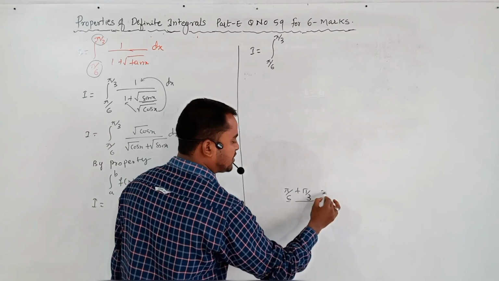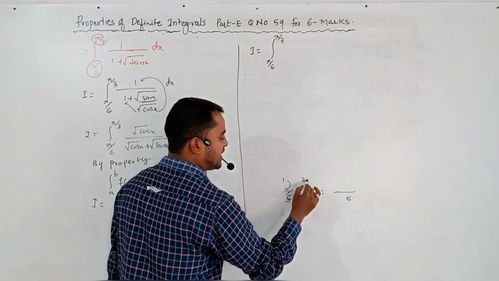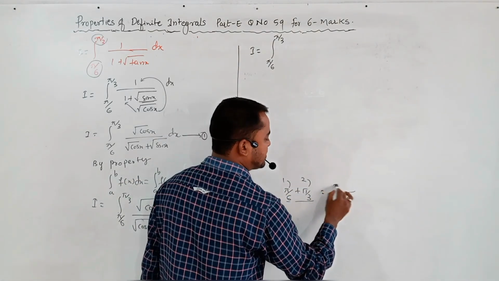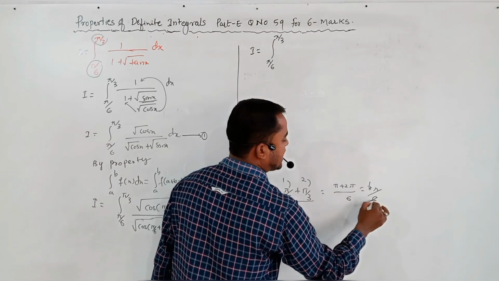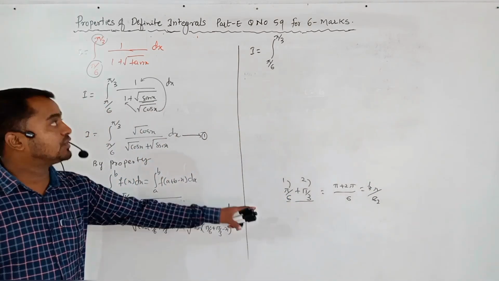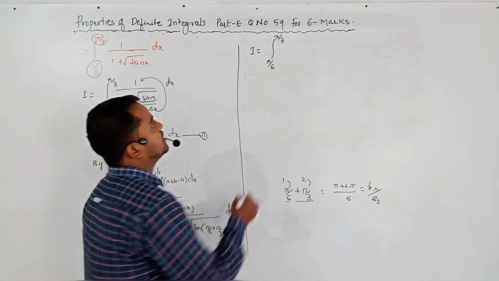LCM of 5π/6 is what? 6. 6 1s are 6, 3 2s are 6. 1 into 5 is 5, 2 into 5 is 10. Pi plus 2π, 3π... If you simplify 5π/6 plus 5π/3, you will get what? 5π/2. Yes.